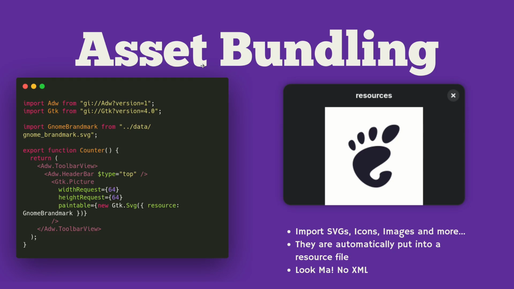All I need to do is import the file as if it was normal JavaScript code and then use it as a GResource. Pichi will automatically build and bundle and put it in the right place for you so that you can focus on writing the code and less about compiling and setting up your build system.